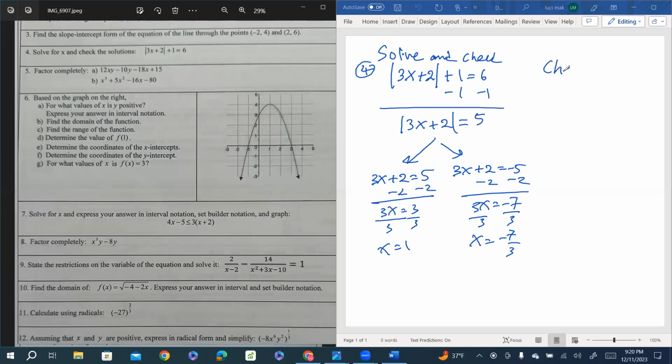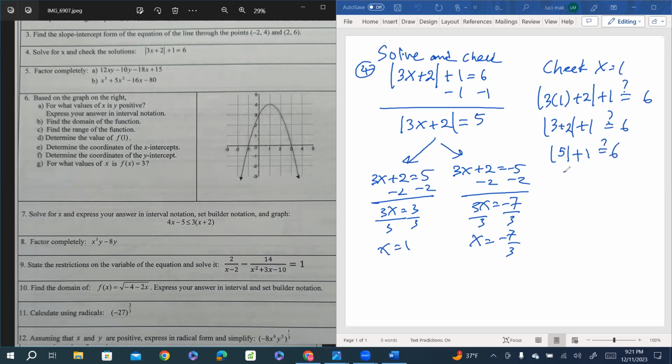Now we have to do a check as well. Check with x equals 1 is not so bad. The absolute value of 3 times 1 plus 2, close the absolute value, plus 1. We want to check if it's 6. 3 times 1 is 3, 3 plus 2, I'm sorry, this was a 2. Let me just erase that and then do it. So 3 plus 2 is 5, absolute value, plus 1. Is that really 6? The absolute value of 5 is 5, 5 plus 1 is 6, so 6 equals 6, which means the first check is done.